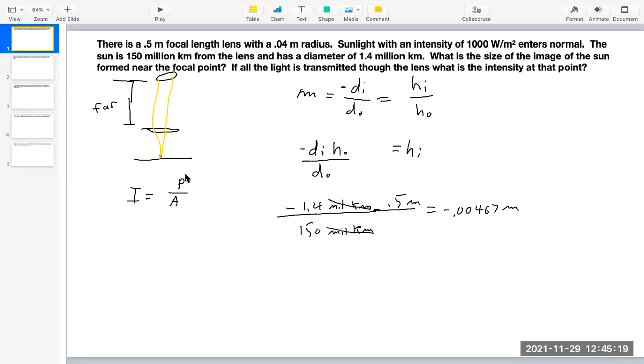So if all of the light makes it through this lens, which is not quite realistic, there's usually a little reflection off the surface, the power hitting is equal to the power after it goes through. So I1 A1 would be equal to I2 A2, because the powers are the same.